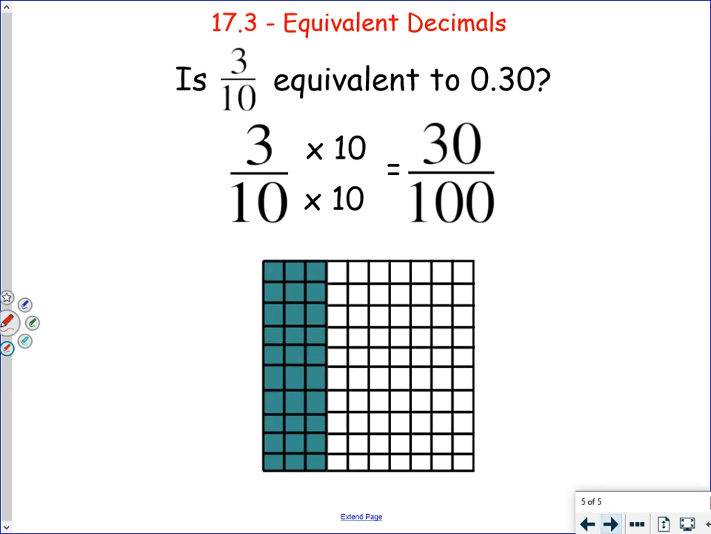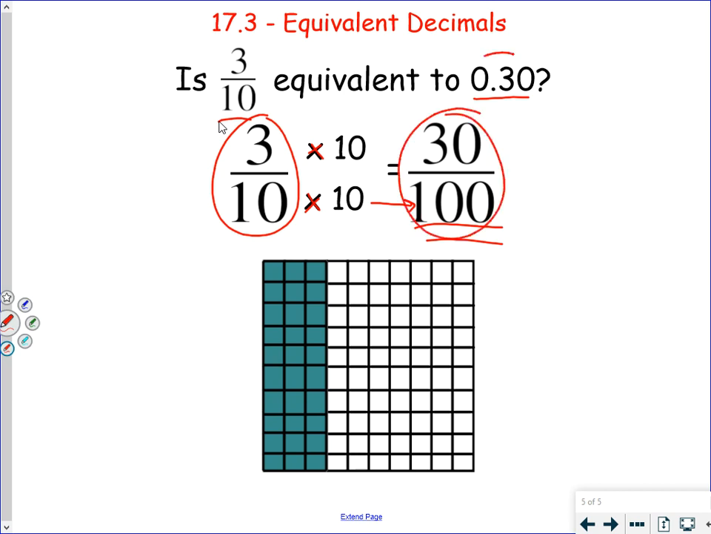Okay? Is 3/10 equivalent to 0.30 or 30 hundredths, right? So 3/10 and then multiply it by 10 because we want to get to 100. We want to get to 100, okay? So multiply it by 10, multiply it by 10. So 30 hundredths, 30 hundredths. So 3/10 is equivalent to 30 hundredths, okay?